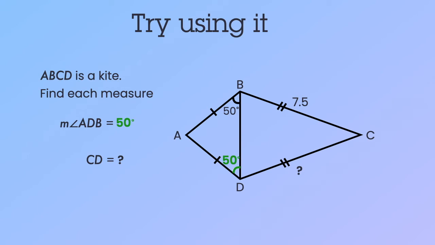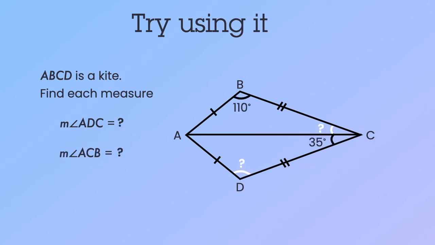Then when we look at CD, that's a side length. So we have to consider what we know about the sides of kites. And we know that those consecutive sides, basically on that other isosceles triangle, are going to be congruent. So if BC is 7.5, so is CD.